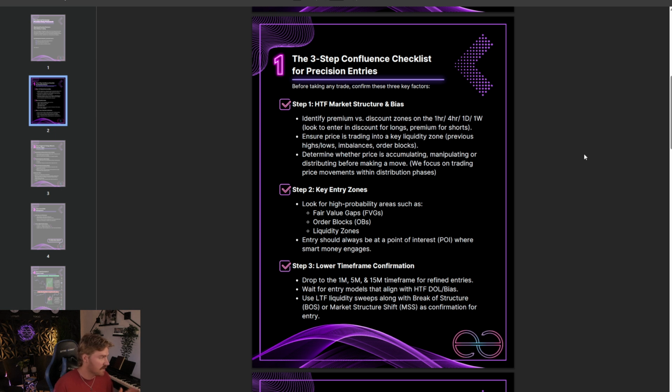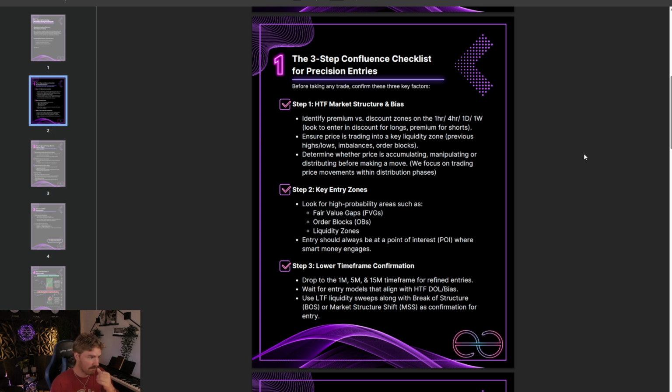3-step confluence checklist for precision entries. Step number 1, higher time frame market structure and bias. Delivery from higher time frame fair value gaps on the 1 hour, the 4 hour, the daily, the weekly. Or order blocks on the 1 hour, the 4 hour, the daily, the weekly. That's going to give us our overall market structure.